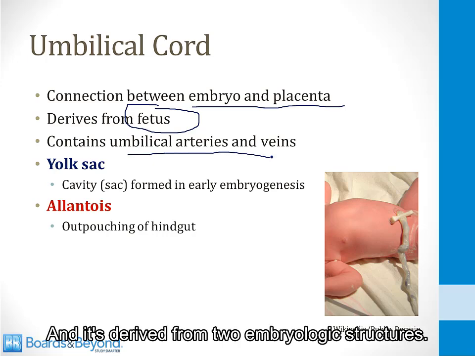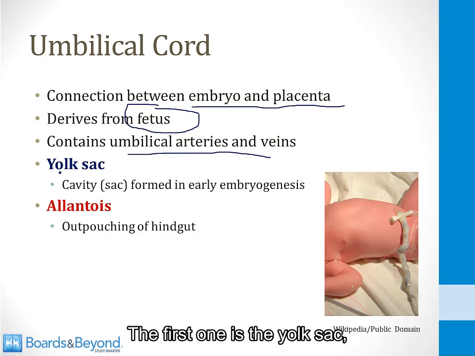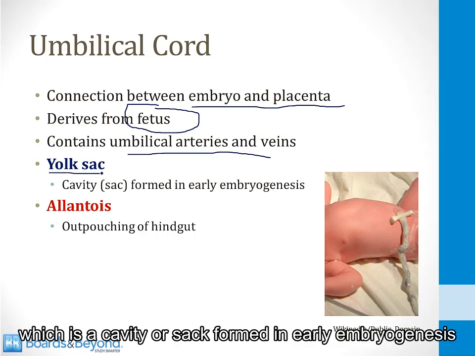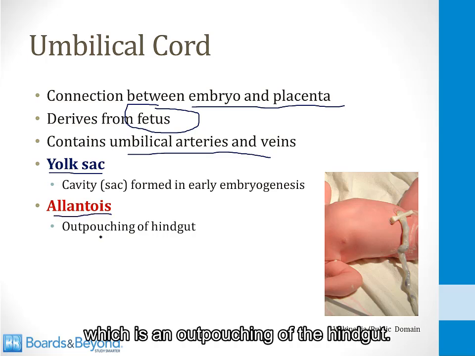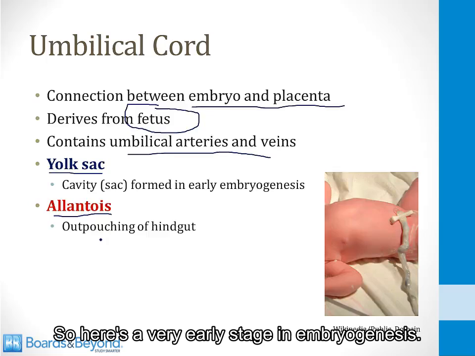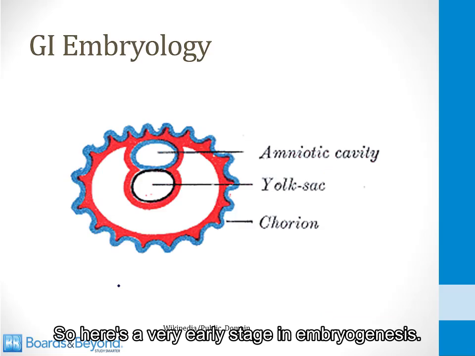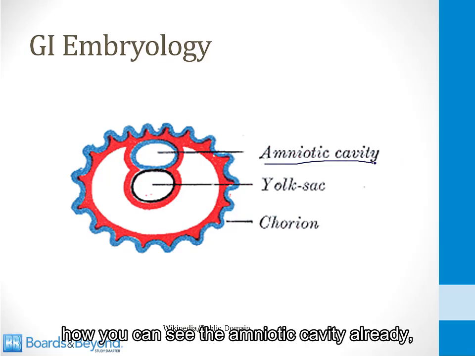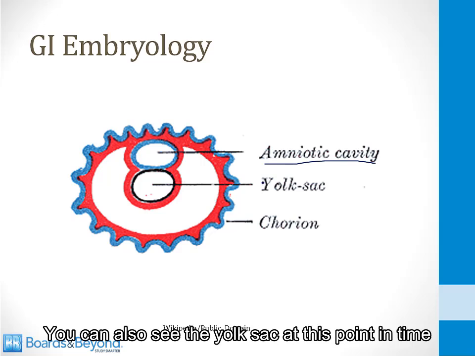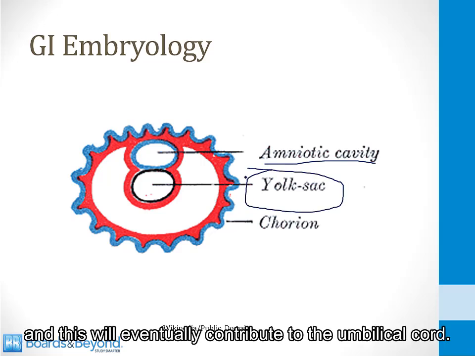And it's derived from 2 embryologic structures. The first one is the yolk sac, which is a cavity or sac formed in early embryogenesis, and the second one is the allantois, which is an outpouching of the hindgut. So here's a very early stage in embryogenesis. We talked about earlier how you can see the amniotic cavity already, even early in embryogenesis. You can also see the yolk sac at this point in time, and this will eventually contribute to the umbilical cord.